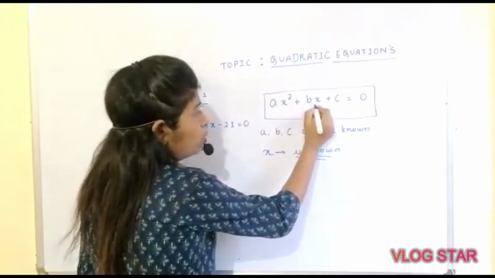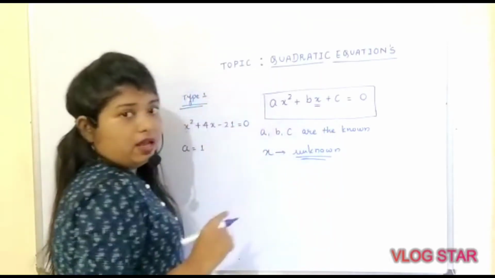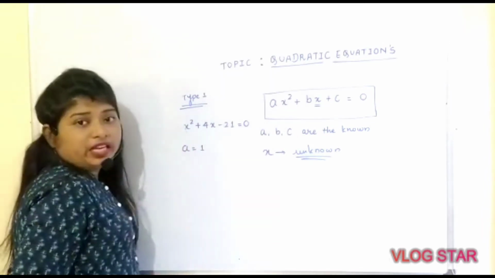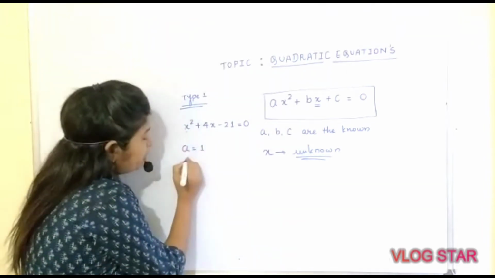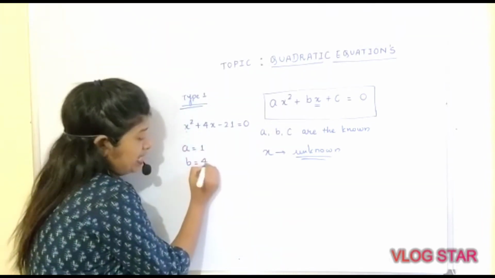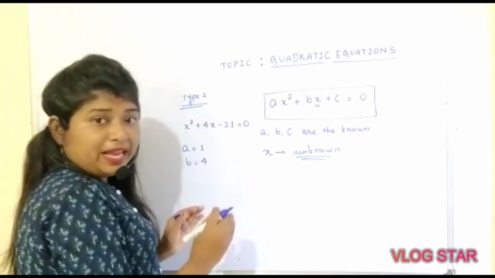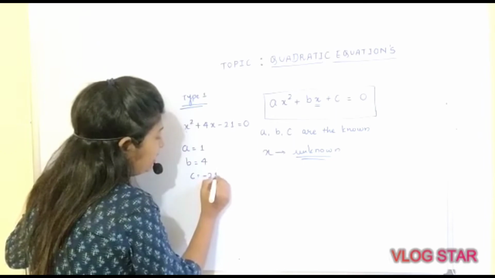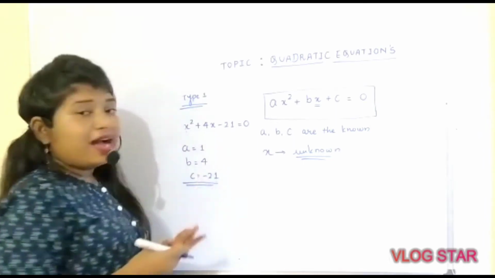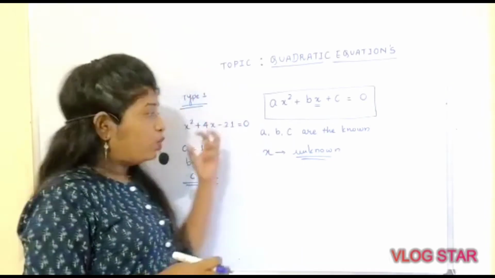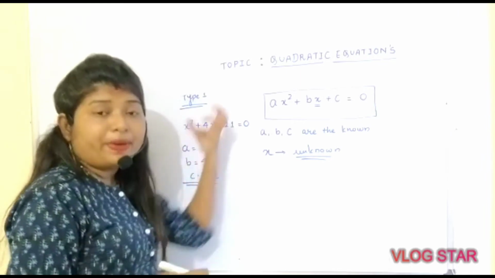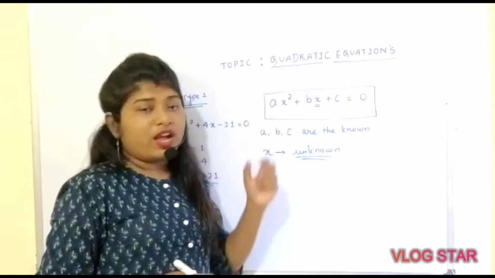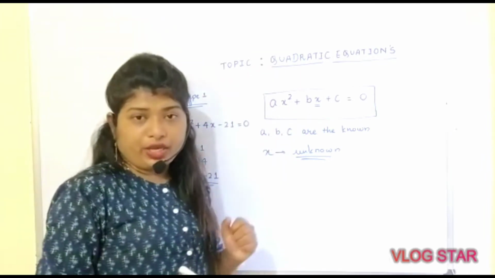Similarly, here the coefficient of x is b. If you equate with the given example, can you tell me the value of b? Yes, it is 4. Similarly, the value of c is what? It is -21. I hope you have understood how to equate the given example with the standard form of the quadratic equation.